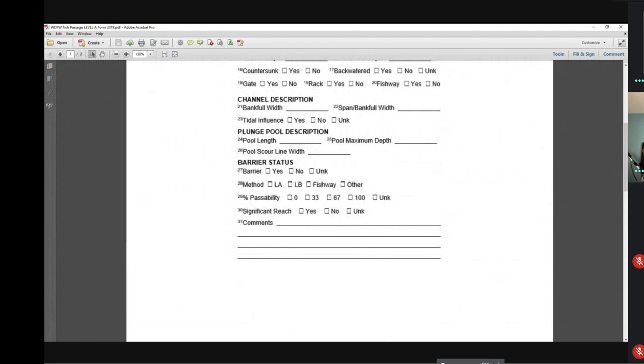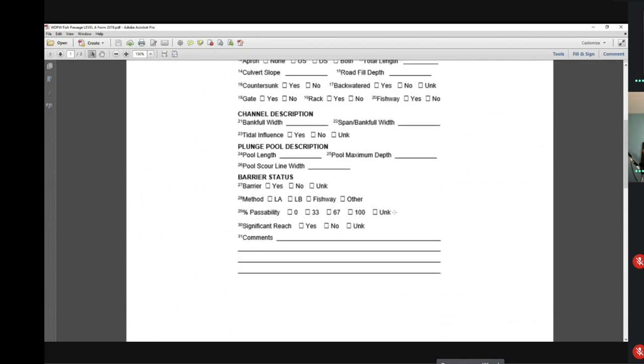Significant reach. But again, when in doubt, mark this one unknown, because we can identify that later, or we can use some of that desktop analysis, that fish documentation and the maps that we talked about. So before I go to the table, we can look at the thresholds if we want one more time.